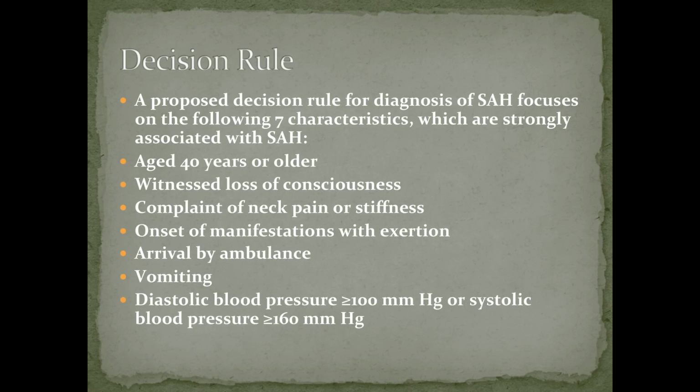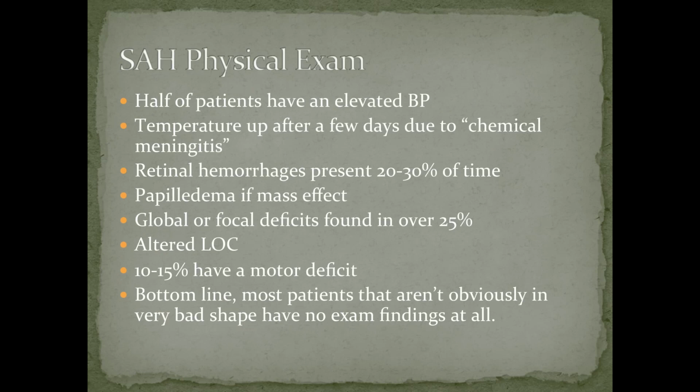Here's a decision rule, which I like to show you guys because in the spirit of being a history and physical examination class, if you know validated decision rules that have been looked at through research in the literature, it can help. And anytime you know these kinds of things, it can limit your imaging. This is obviously not something that we're going to cover for purposes of the clinical performance exam, but if you look through here, you can see that there are 7 characteristics that one decision rule said are strongly associated with subarachnoid hemorrhage and you should pursue further. Age greater than 40, witnessed loss of consciousness, neck pain or stiffness, onset with exertion, ambulance arrival, vomiting, or severe hypertension. Please don't go back and memorize that. I just wanted you to know that it existed.